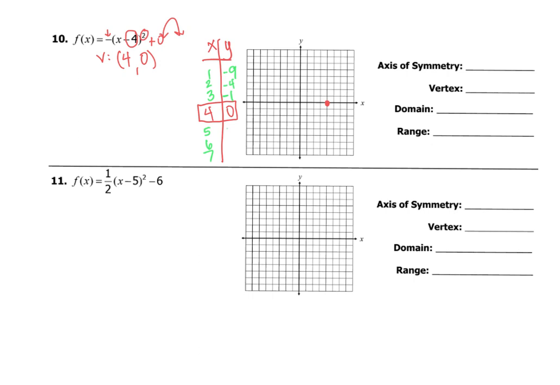At 5, we have that symmetry, negative 1. These numbers are going to start matching up. 6 and negative 4, 7 and negative 9. Okay, we have that nice symmetry about that point. So on either side, we're at negative 1.